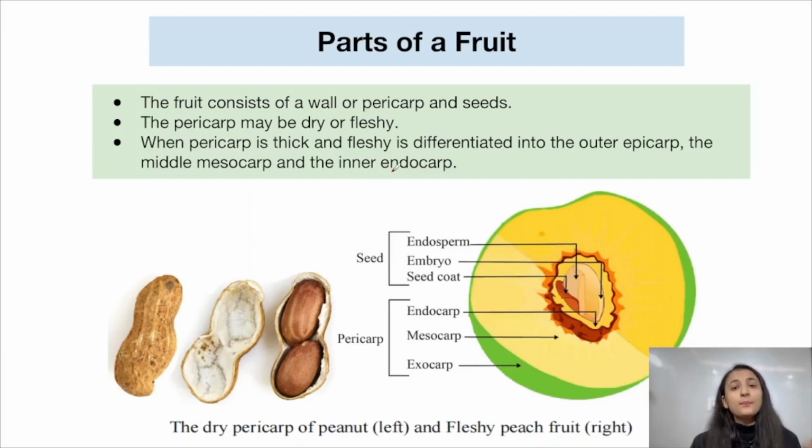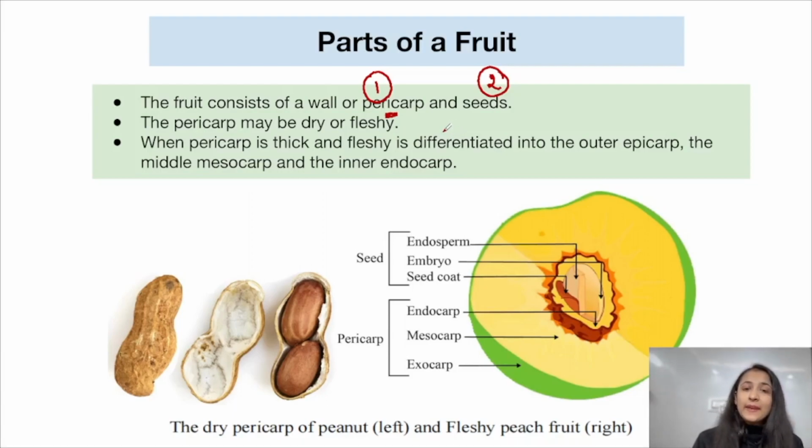Now let us study the parts of a fruit. Now the fruit consists of a wall. Obviously the fruit will consist of a wall which is known as the fruit wall. It can also be called the pericarp. So the fruit consists of number one, pericarp or fruit wall, and seeds. A normal fruit we are talking about, not a parthenocarpic fruit.